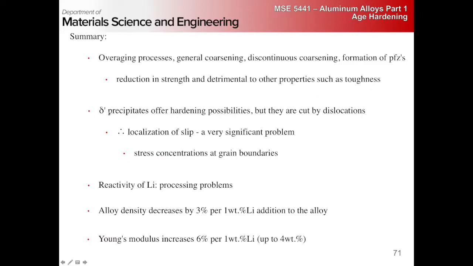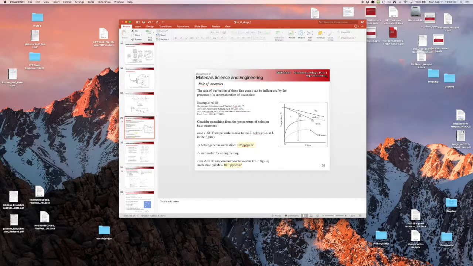And all of these can contribute to a reduction in strength and be detrimental to other properties such as toughness. So the delta prime precipitate structure offers a lot of hardening, but they can be cut by dislocations.